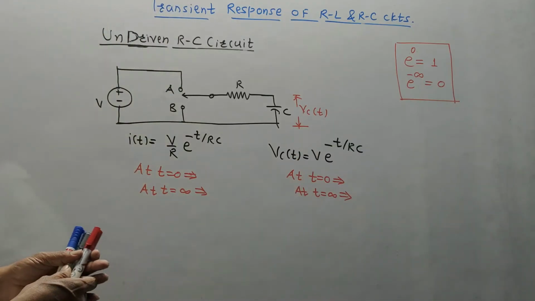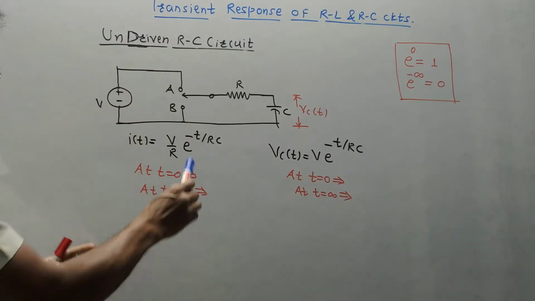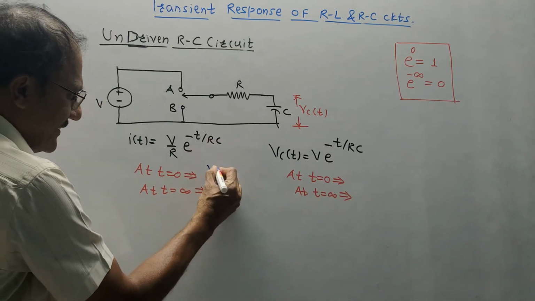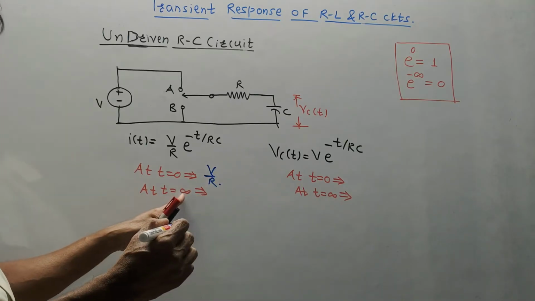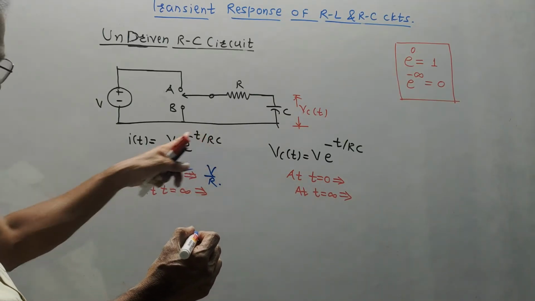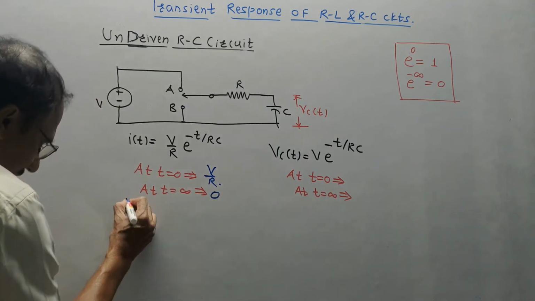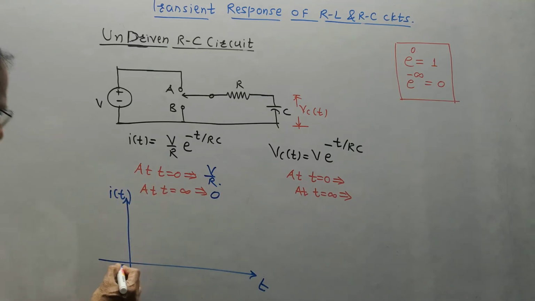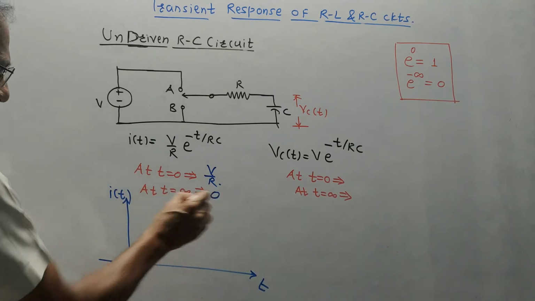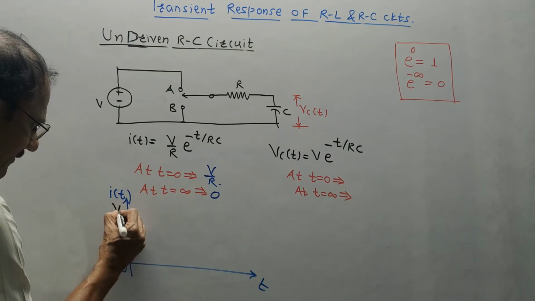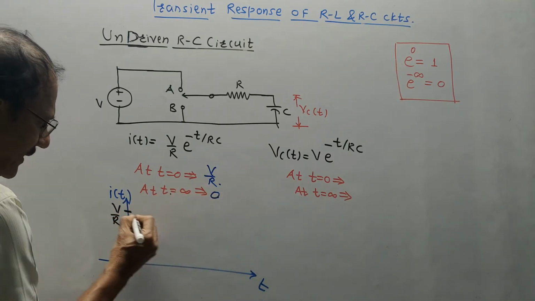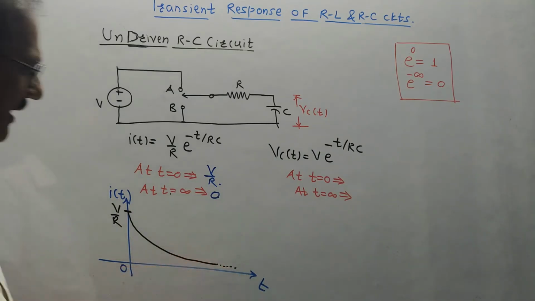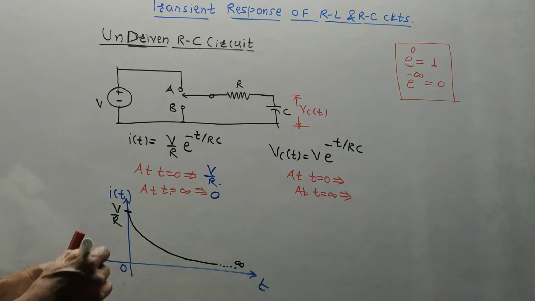Same way, if you put t is equals to 0, then you will be getting e raised to 0. E raised to 0 is 1, so the answer is V by R. If you put t is equals to infinity, e raised to minus infinity is 0, so 0 into V by R is 0. That means the graph of I of t will be like this. At 0, the value is V by R, so somewhere I will mark V by R. At infinity, the value becomes 0, the graph is exponential, so the graph will be like this. It will touch the 0 line at infinity. This is the graph of I of t.